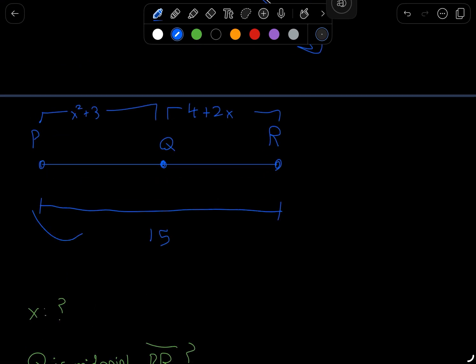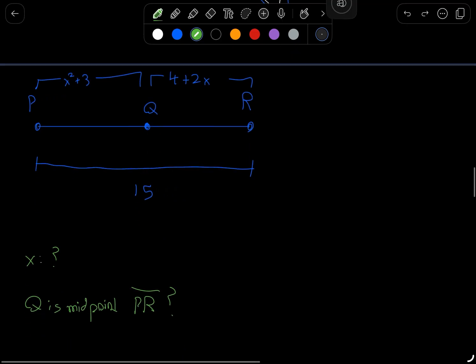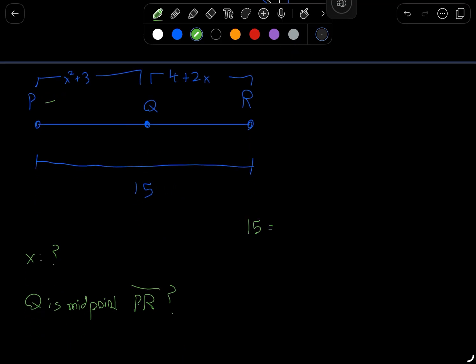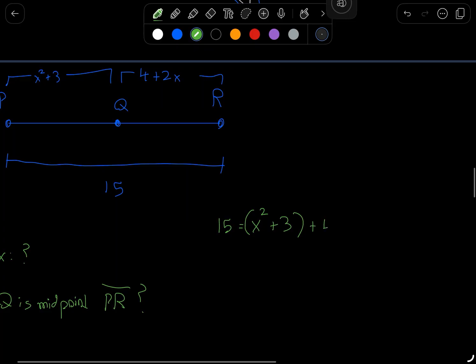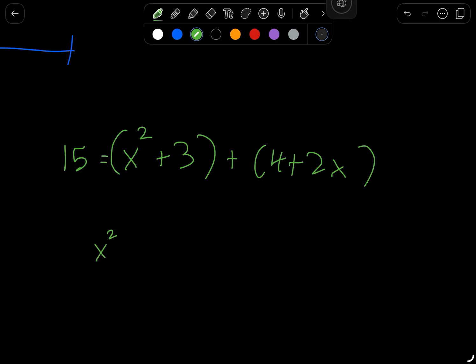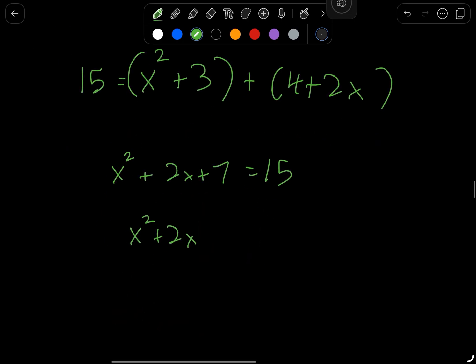We're given that the entire length of the segment is 15, and we're given two other values that make up the 15. So it's pretty simple. All we can do is set 15 equal to the sum of this side and this side. So we have x squared plus 3 as one component, and then you add that to 4 plus 2x. Now when you solve this, you get x squared plus 2x plus 7 equals 15, and you subtract the 15 on the right side, so this becomes a minus 8, which equals 0.